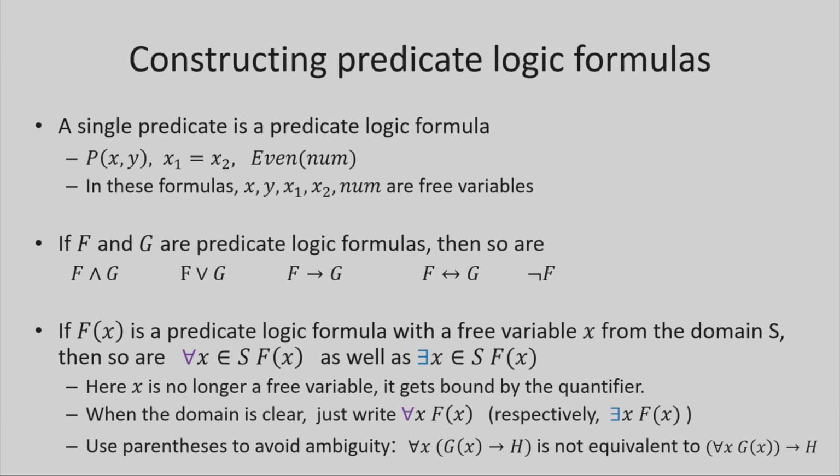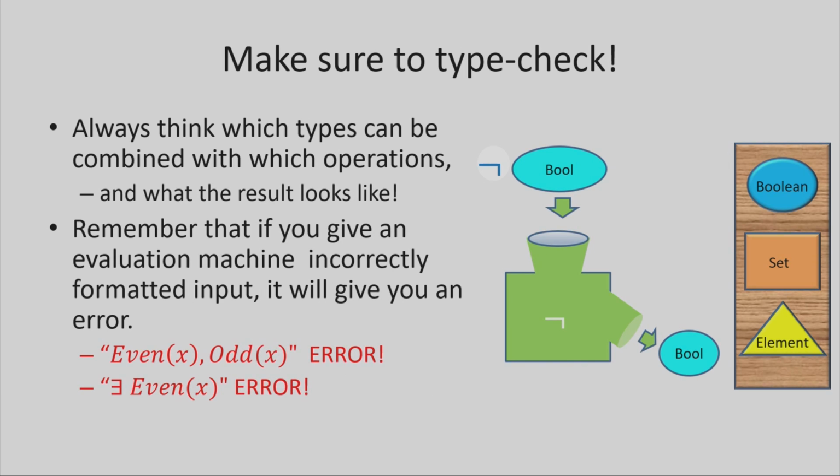One last point is that if you read different textbooks, they will tell you that if you just write for all x f of x, for all x g of x implies h of x, then for all x will bind even stronger than negation. It will only apply to your nearest thing. To avoid that, it's very good to write parentheses. So if you are writing for all x something and that something is complicated, do yourself a favor and put it in parentheses. Lastly, when you write a formula, please, please, please type check it.